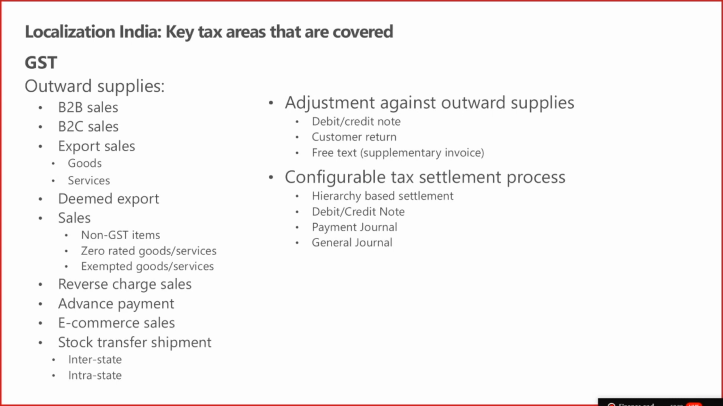Deemed export is again for STP or electronic hardware technology park entities. When those entities do transactions with you, those transactions are considered as deemed export. And in deemed export, again, the government has provided the option to calculate the tax with payment or without payment. Those options are already there.